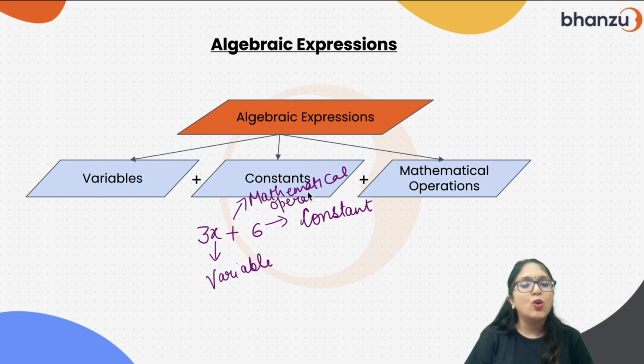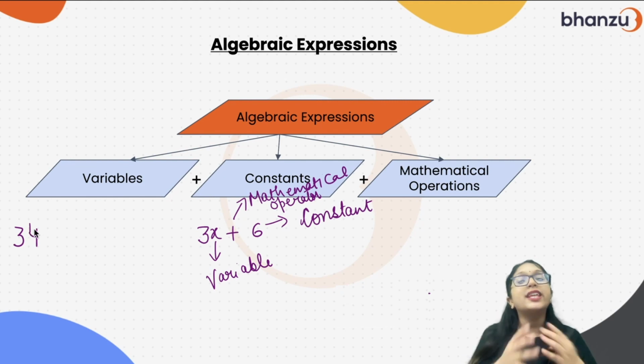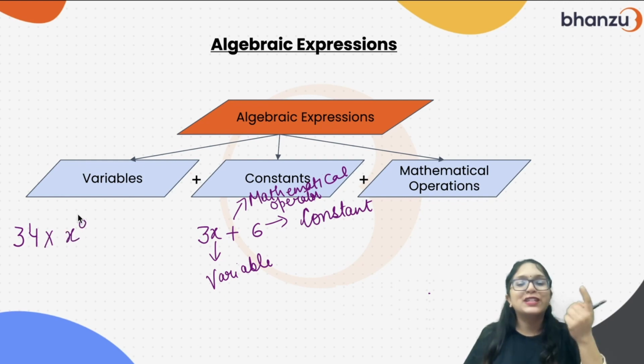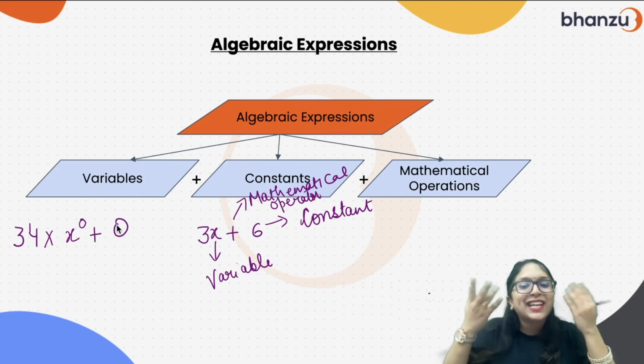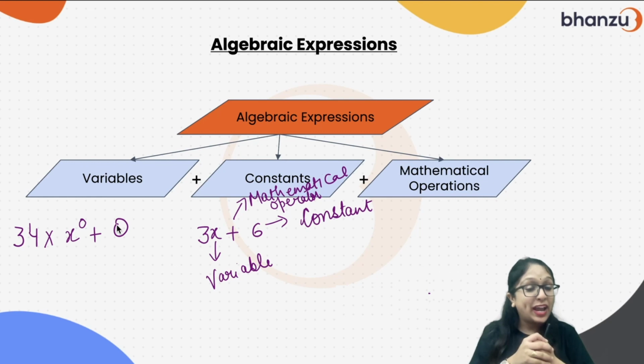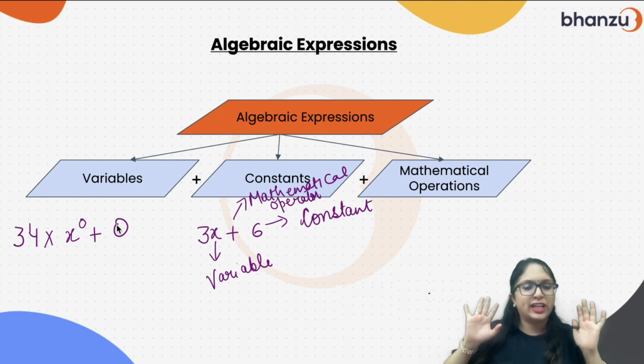Now what if I write, say, 34? If I say this is an expression, what do you say? No, let's see. You can write it as 34 multiplied by x to the power 0, which is actually 1, plus 0. This is what? This is again an expression only, right? So now we are very good with expressions.